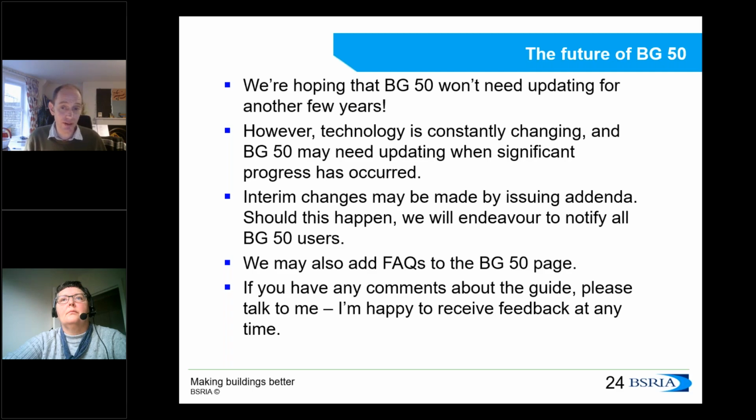Sometimes there's also clarifications that need to be made. So it's not that there's anything in the guide that's incorrect, perhaps just something that needs to be interpreted for a specific situation. Sometimes rather than doing an addendum, we'll do an FAQ on the BG50 page. So look out for those. Also, if you've got comments on the guide, please come and talk to me. I'm always glad to receive feedback.